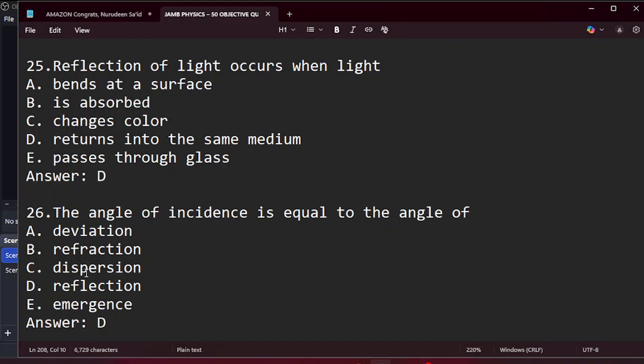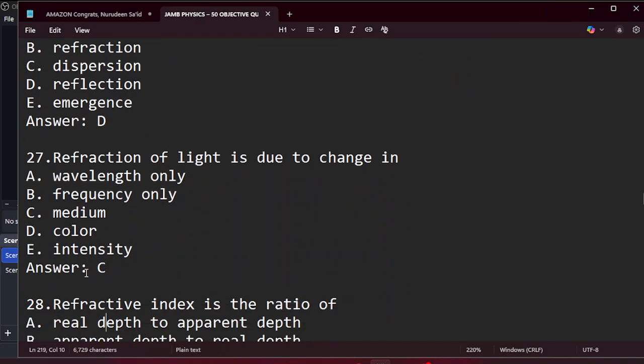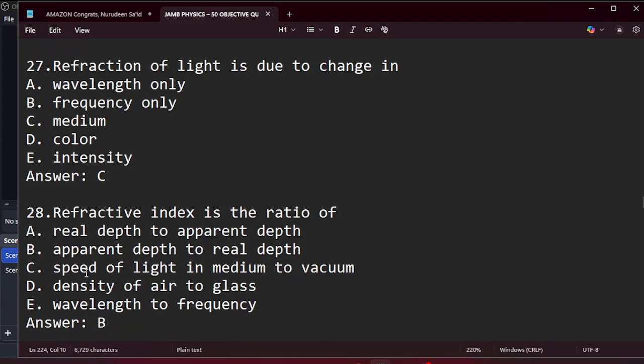Question number 26. The angle of incidence is equal to the angle of A, deviation, B, refraction, C, dispersion, D, reflection, E, emergence. The answer is reflection, which is D. Question number 27. Refraction of light is due to change in A, wavelength only, B, frequency only, C, medium, D, color, E, intensity. The answer is C, which is medium.